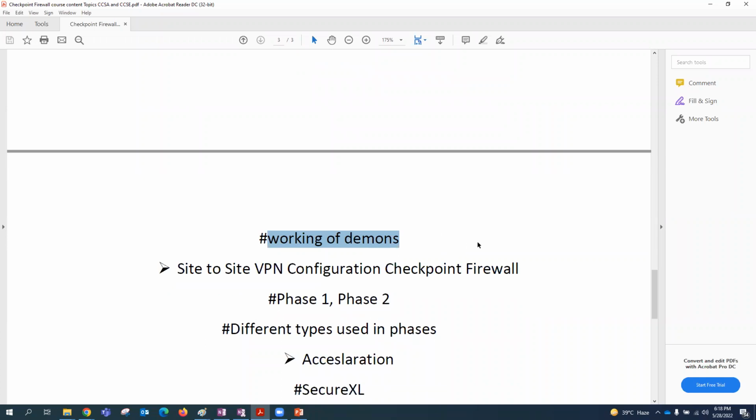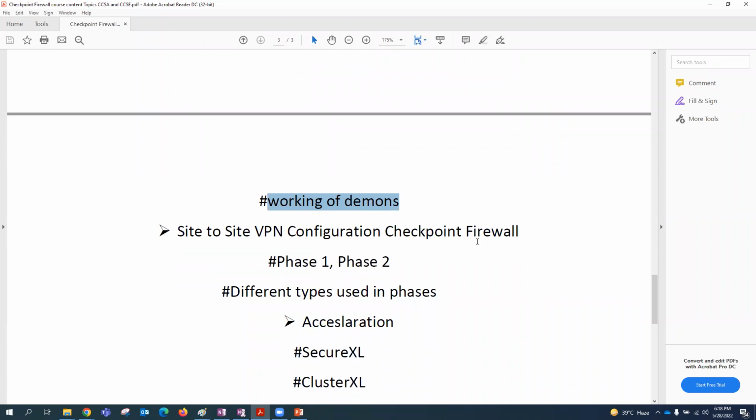Let's suppose logging is not coming on your firewall. There is a daemon behind that logging, so you need to check specifically whether that daemon is working or not. If it is not working, that means that's the problem why your logging is not coming, right?